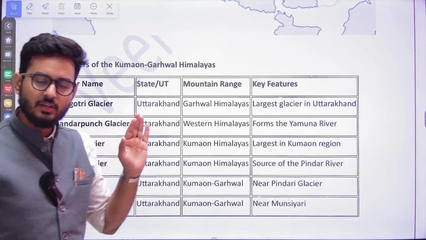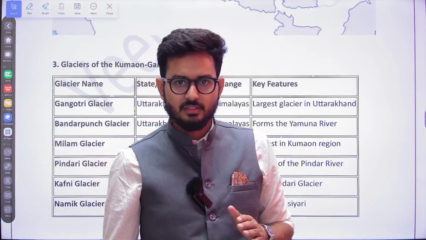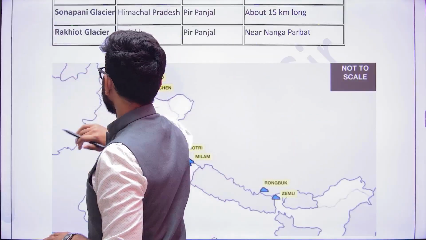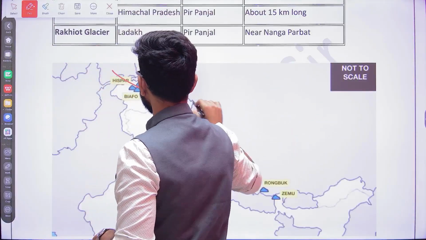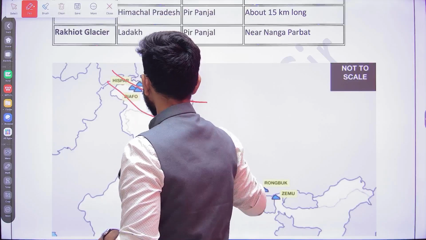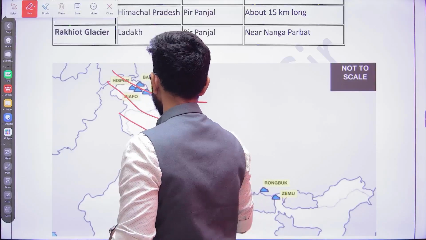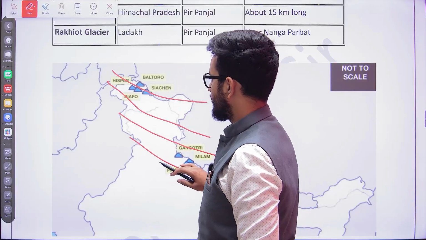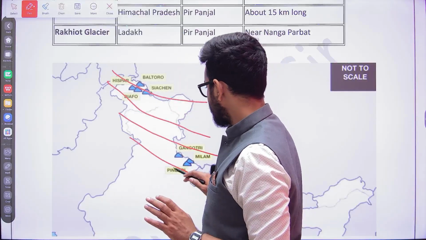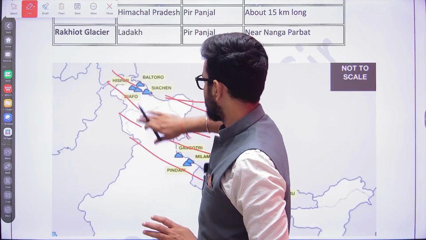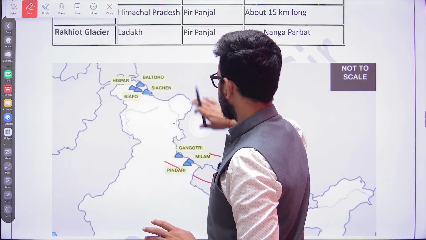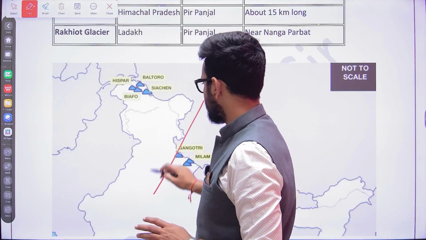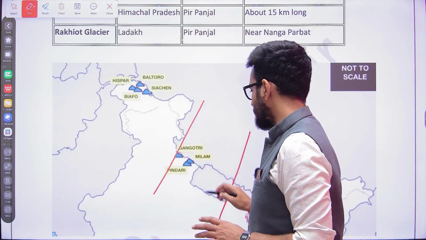The Himalayas can be categorized horizontally. The first is the Karakoram, then the Greater Himalayas, then the Lesser or Middle Himalayas, and then the Shivaliks. This is the horizontal categorization. But the Himalayas are also vertically distributed. For example, these are the Jammu and Kashmir Himalayas, and these are the Kumaon Garhwal Himalayas.